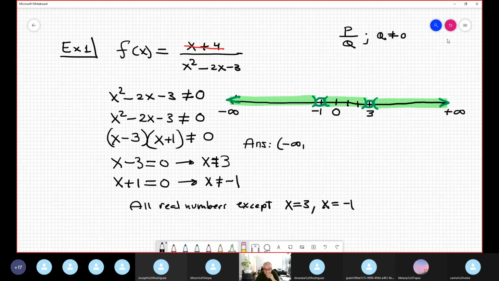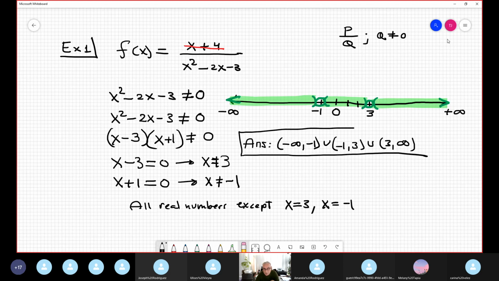From negative infinity, comma, negative 1, parentheses, not including negative 1, negative 1 is a bad guy, union, we have three pieces. Negative 1, comma, positive 3, union, positive 3, comma, infinity. This is the answer. This is the domain of that function.